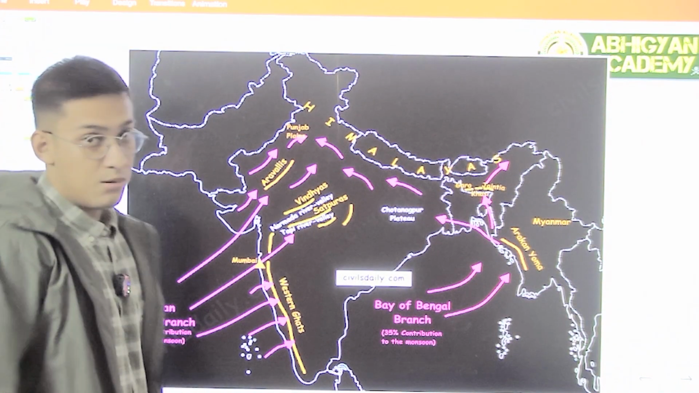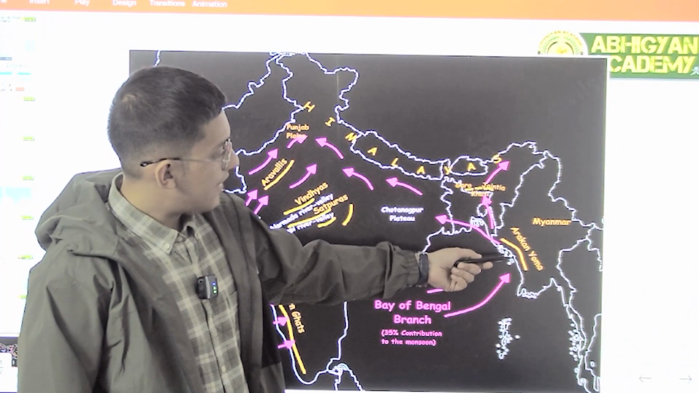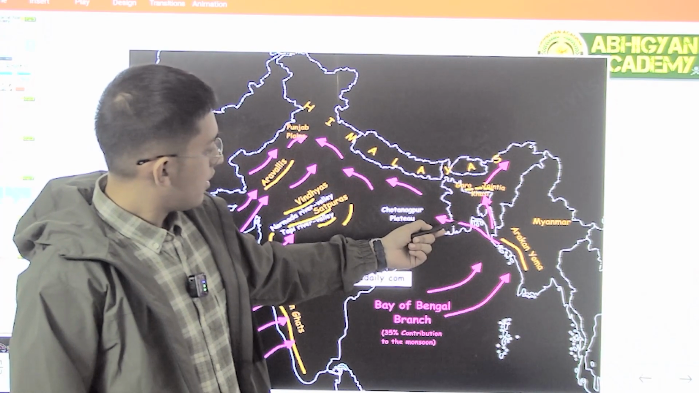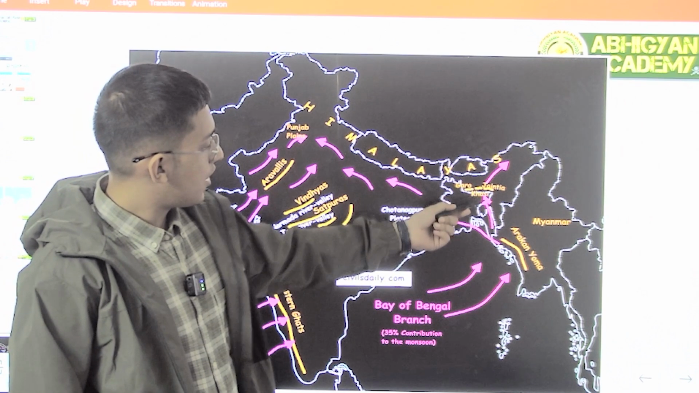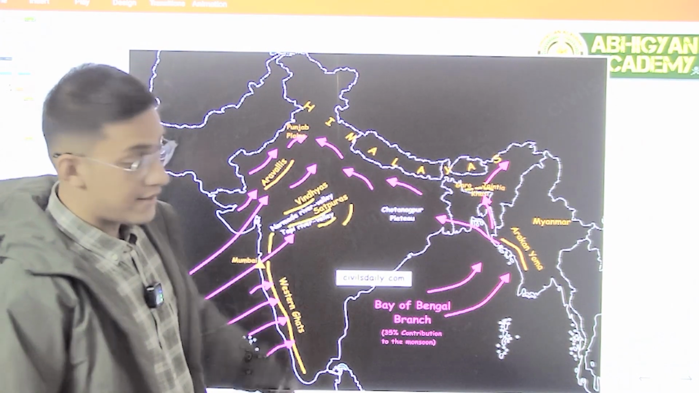Similarly, we will now learn about the Bay of Bengal branch. The Bay of Bengal branch comes here at Myanmar in Arakan Yoma. It takes a U-turn and then it enters here in Meghalaya, and finally it goes and meets at Punjab plains.